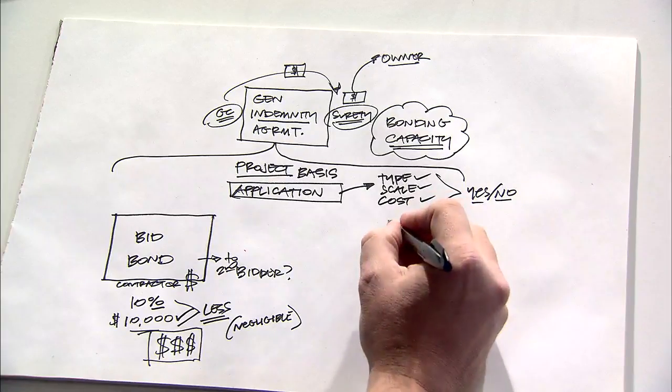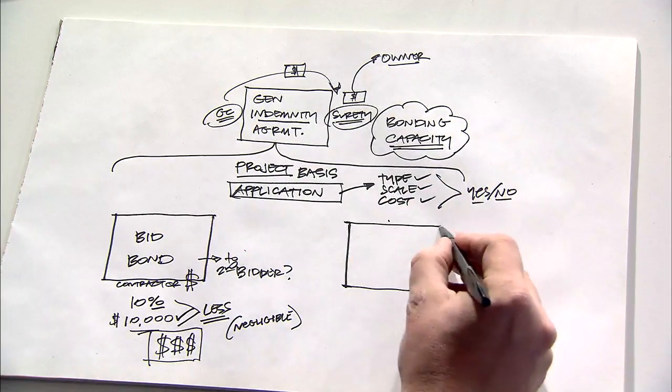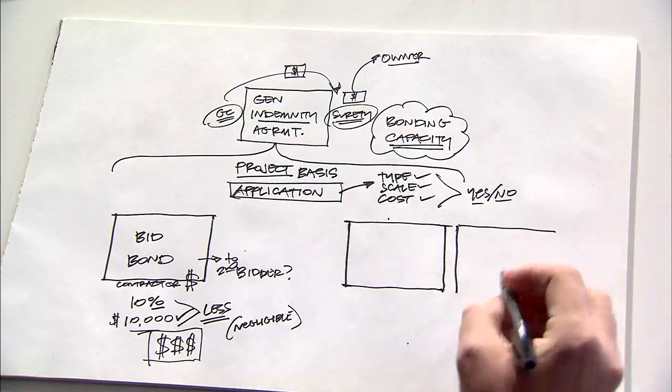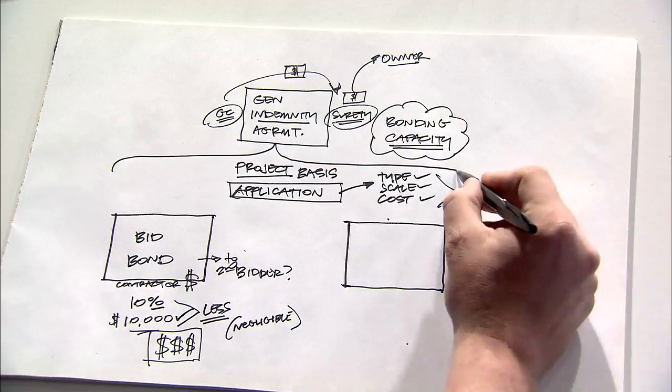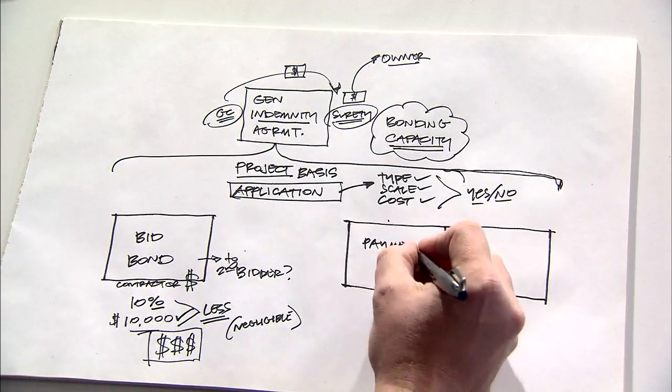Now, if the contractor is successful in being awarded the project, and if the owner requires the execution of the project to be bonded, then there are two types of bonds that typically would then be written. So we'll kind of extend the bracket here. The first one of these is the payment bond.